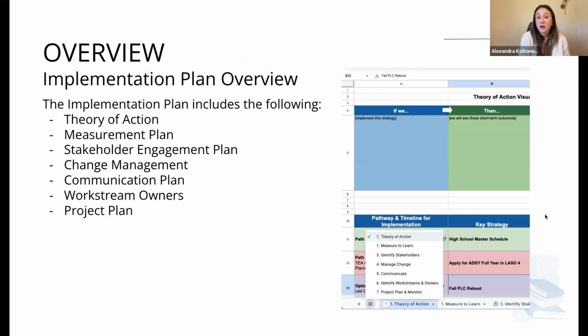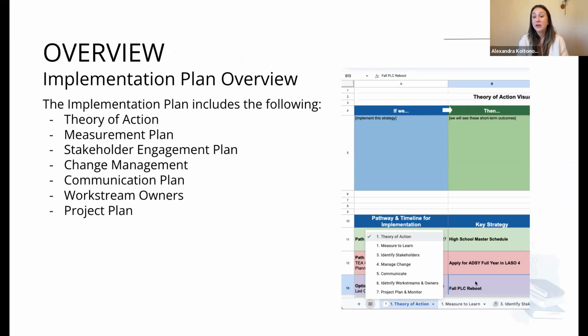So, an overview of our implementation plan. Again, we shared it last week as a quick introduction. But looking at it here, our implementation plan includes these 7 different tabs. They're listed here, as well as in the implementation plan, how to click through them.